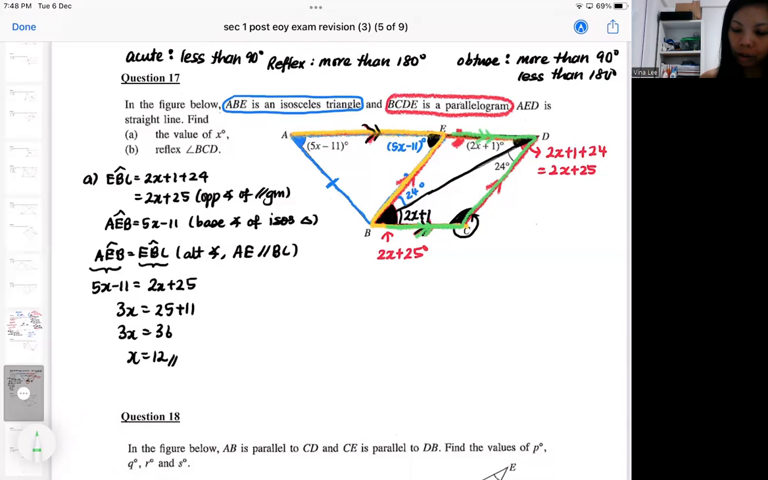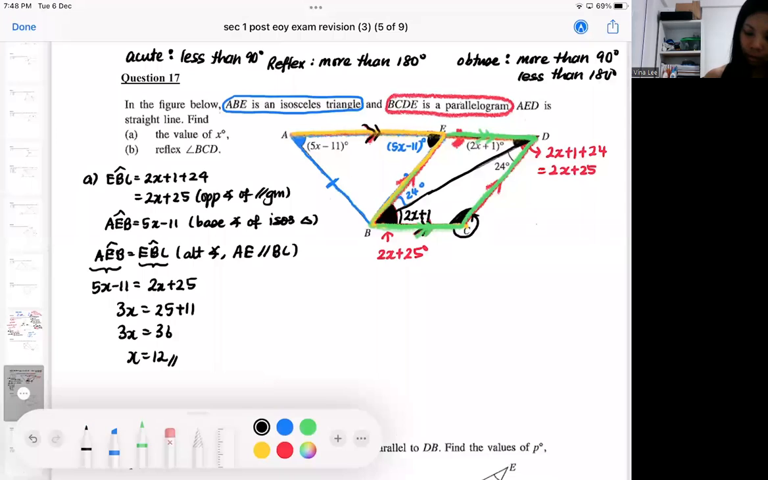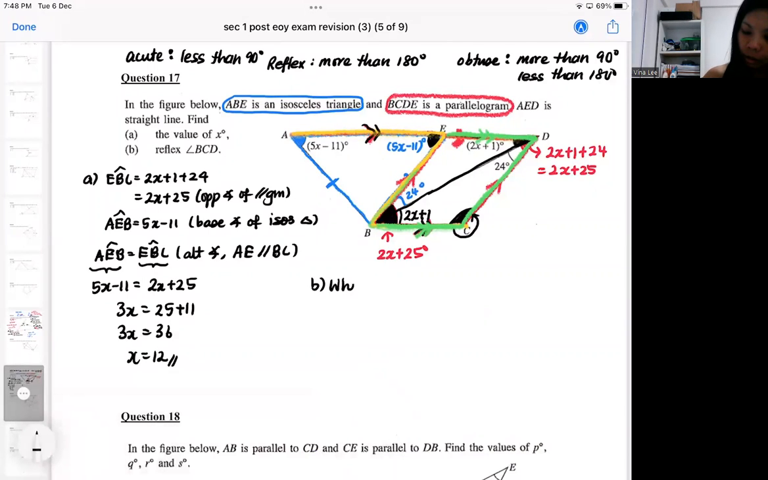You can also make use of the interior angle here, no problem. It's the same thing, so it doesn't matter. So I'm going to be using the interior angle here. First of all, I've got to use my X first. So now I know that my X is 12. So EDC will be 2 times 12 plus 1 plus 24.